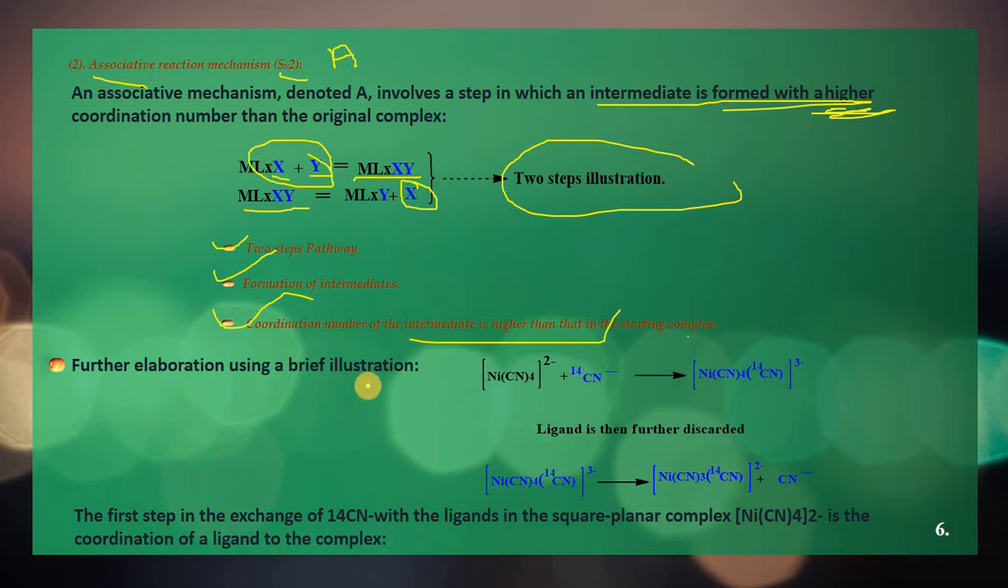Now, further elaboration using a brief illustration. We can see this complex, where CN-, which is cyanide, tends to associate. It enters the coordination sphere. When it associates, it tends to speak with whosoever is inside: "Mr. Man, you have to leave." In which case the leaving ligand is out. So the first step in the exchange of the ligand in the square planar complex is the coordination of the incoming ligand to the complex.